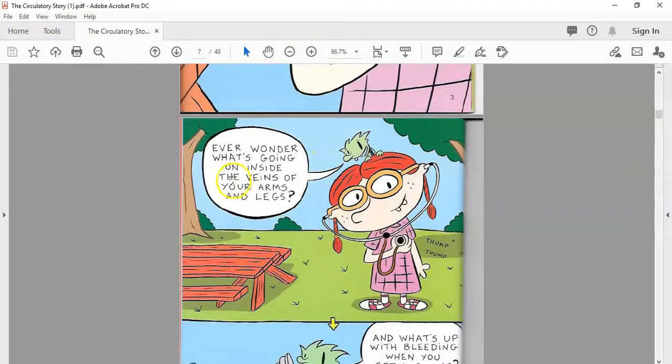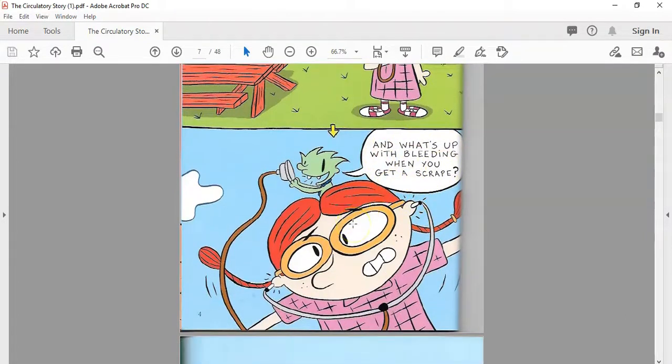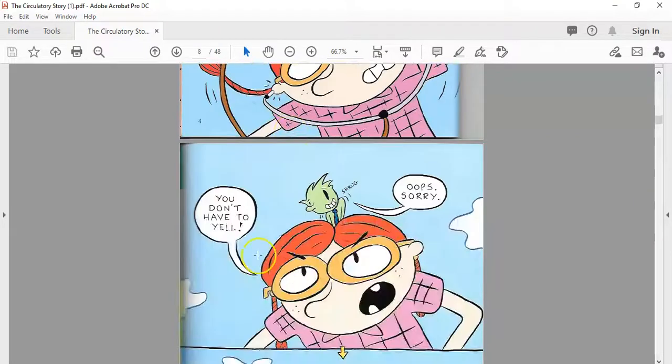Ever wonder what's going on inside the veins of your arms and legs? Oh, so that's that little illustration we saw at the beginning of the page. We see again, what did we say that was called? The thump, onomatopoeia. And what's up with bleeding when you get a scrape? So we know that he's asking her questions, right?